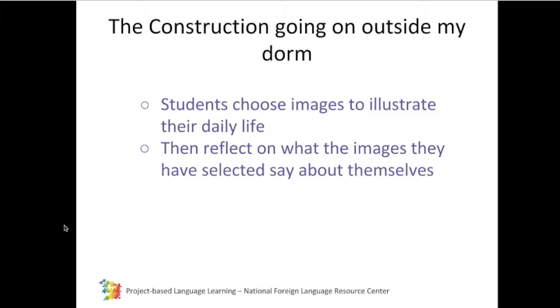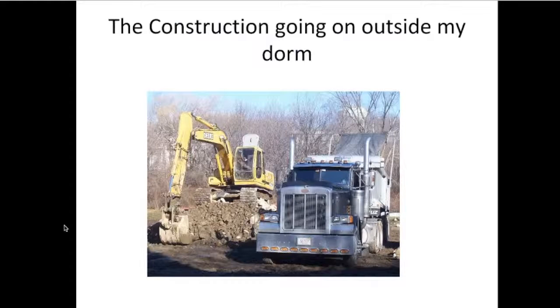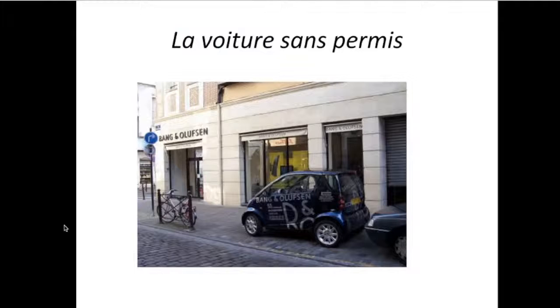For instance, a student posted the construction going on outside my dorm. So by itself, it's just what the student sees. But then a friend said, oh, that's so cool, that's so American. But what did they focus on? They focused on the size of the truck, and posted, so it became a juxtaposition of big and small. And this is la voiture sans permis, a small car you can drive without having a permit.